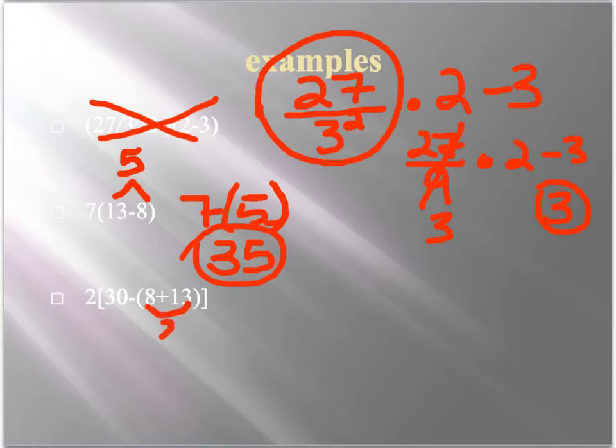That's 21. So then I go and I look at my outer grouping symbols, these brackets. Notice I have 2 grouping symbols, my inner ones and my outer ones. So I have 30 minus 21, which is 9, and times 2. So I have 2 times 9, which is 18. And there's the answer for number 3.